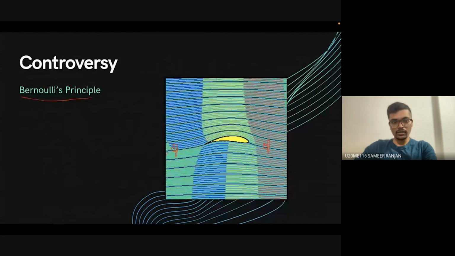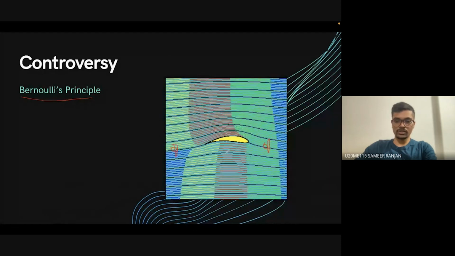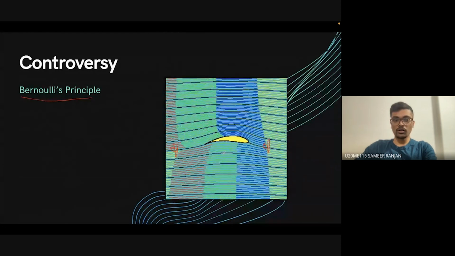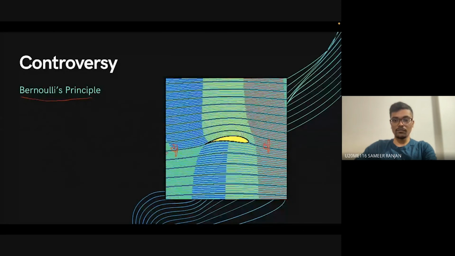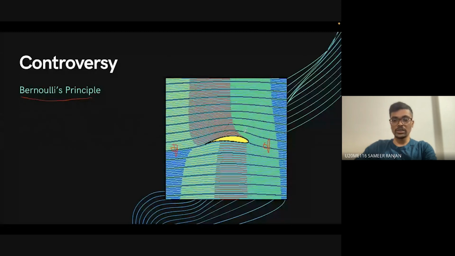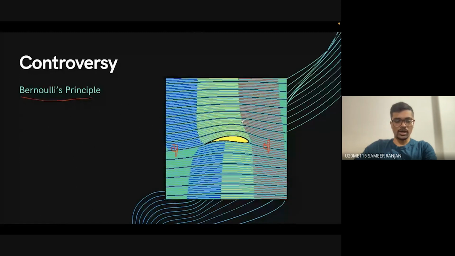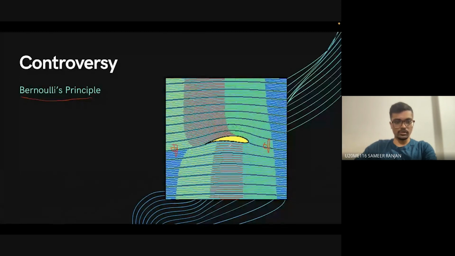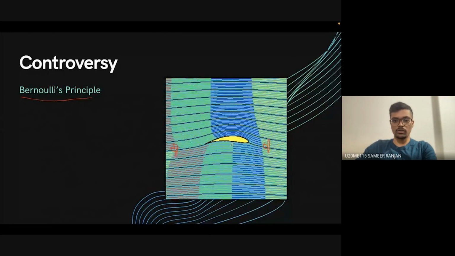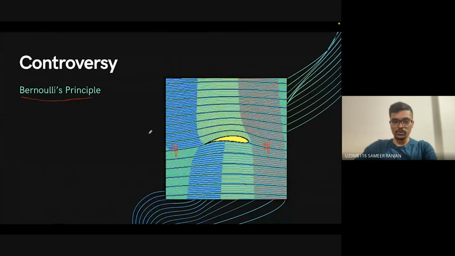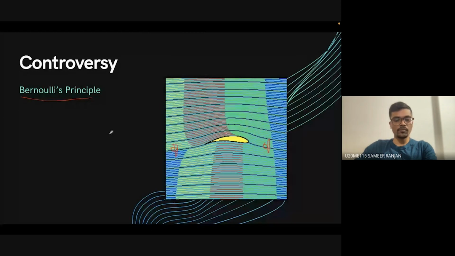So we can explain lift generation with Bernoulli's principle, but we cannot state that the particles travel in equal time, and that's why the velocity on the upper surface is higher and on the lower surface it's lower. So this was one drawback of Bernoulli.